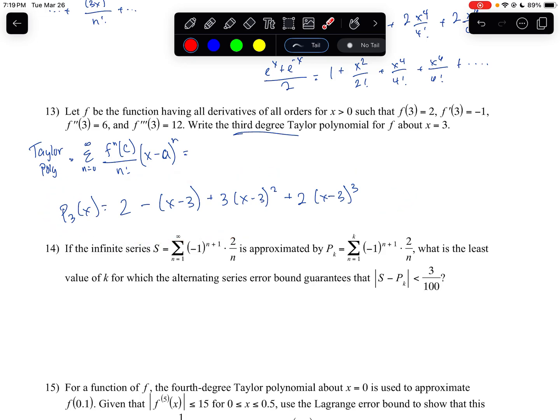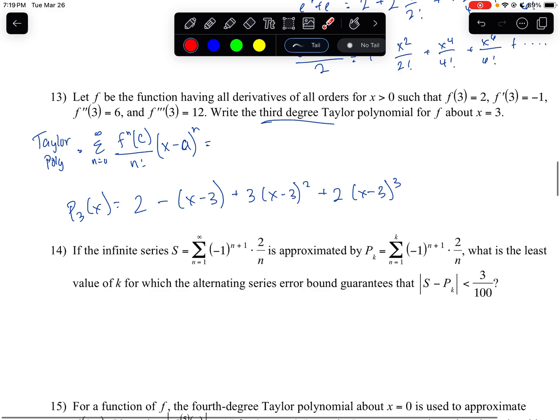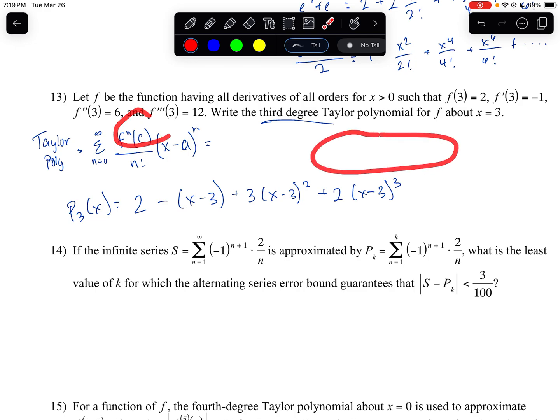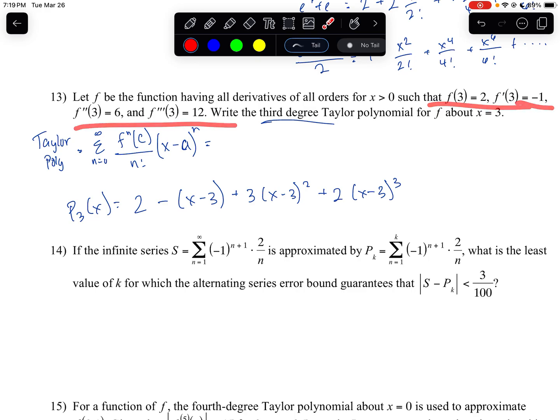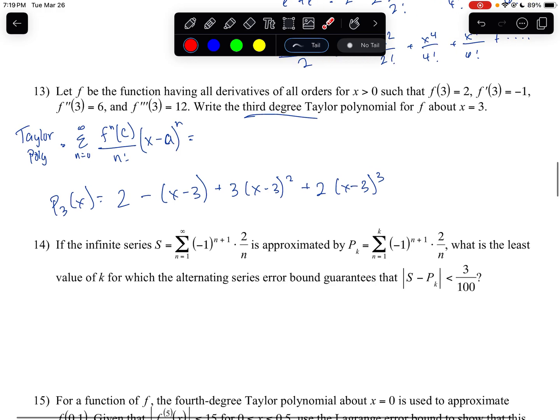So it's kind of nice here. I'm not giving you a function f of x where you have to find the first 3 derivatives and then plug in the value that it's asking for. It's just giving all of that to you. So that's very nice. I'm probably going to keep a problem like that on the test where you don't actually have to find the derivatives. You just have to plug in the values that are given to you. Okay? And there you go.